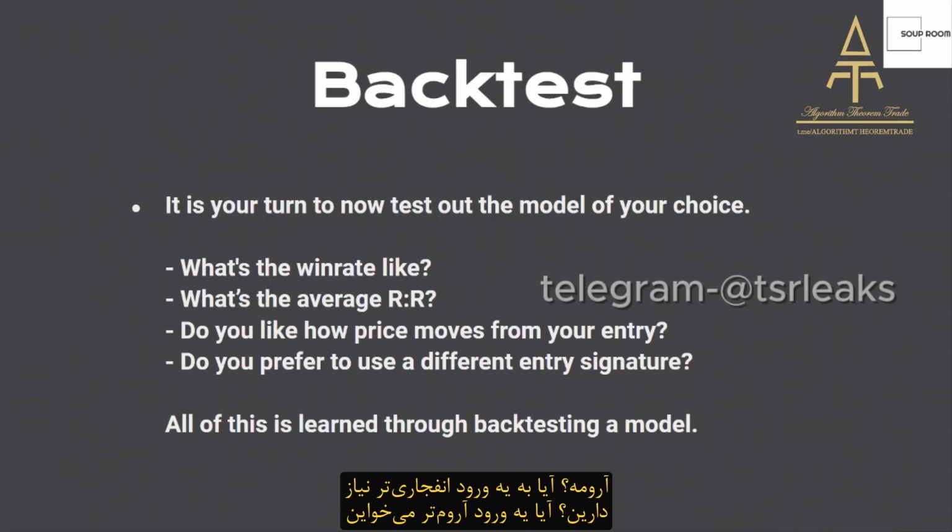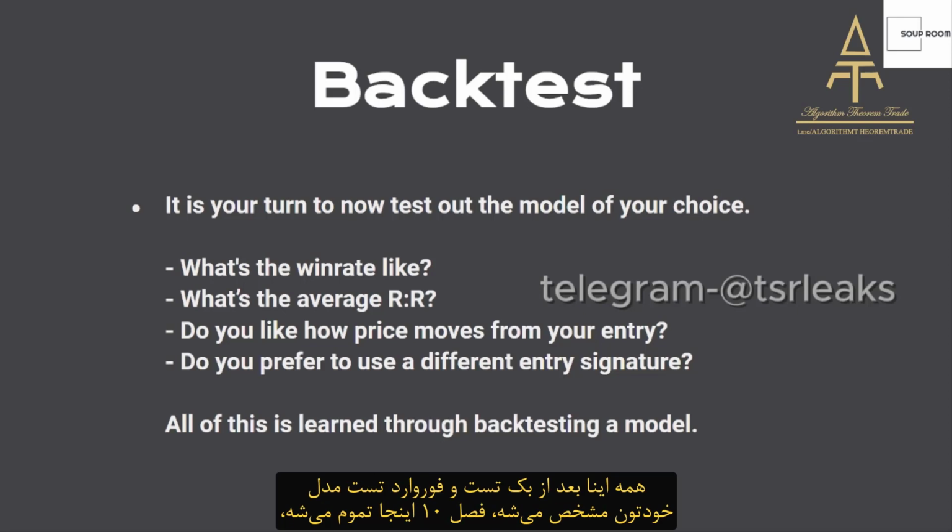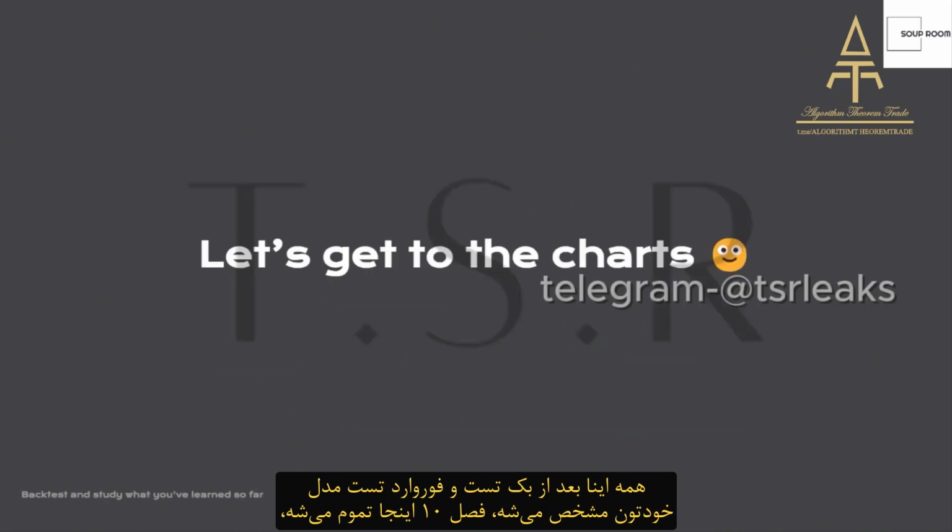Do you need more of an explosive entry? Do you want more of a slower entry? Do you like that price gives you multiple chances to entry? Do you only want price to offer one chance to entry? Do you prefer to use a different entry signature? This is all going to be found out once you backtest and forward test your very own model. Okay? This concludes chapter 10.